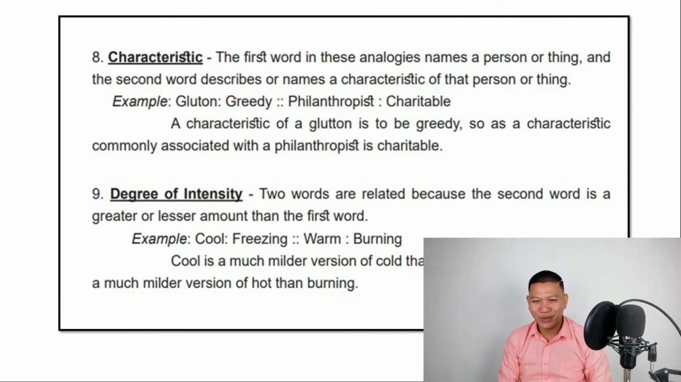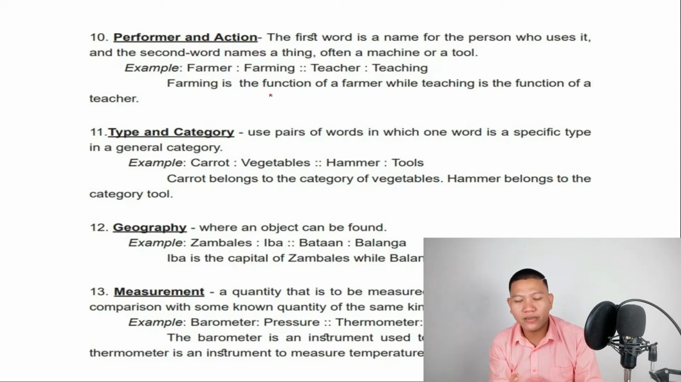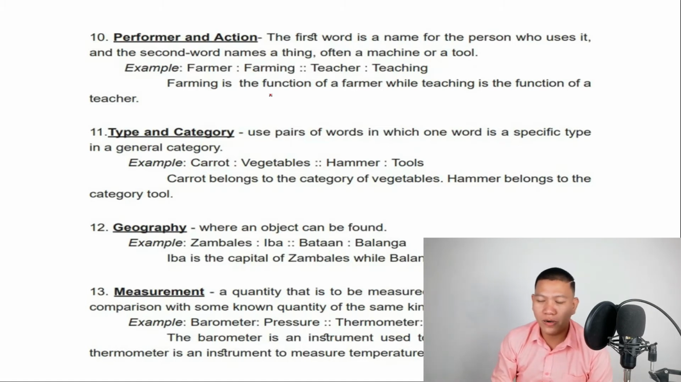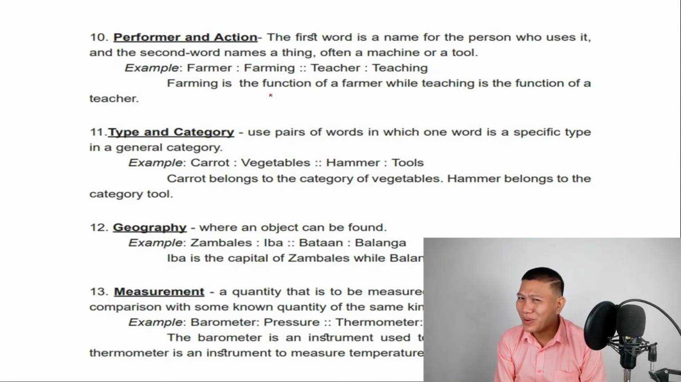That's true. Okay. Number 10, performer and action. Performer, action. The first word is a name of a person, he uses it, and then the second is a thing he uses or she uses. Example, or maybe an action that he does. Farmer is to farming, teacher is to... Very good! Number 11, type and category.